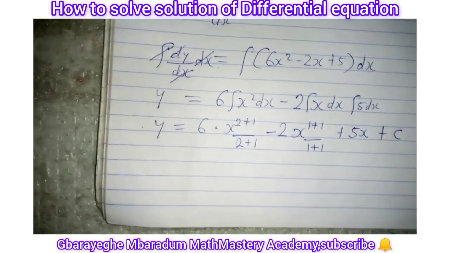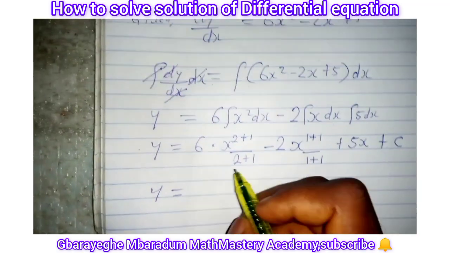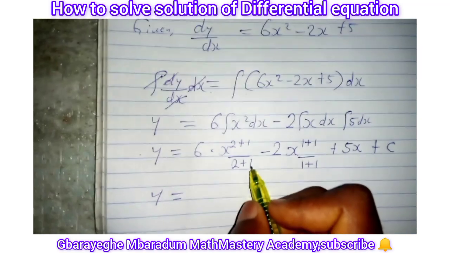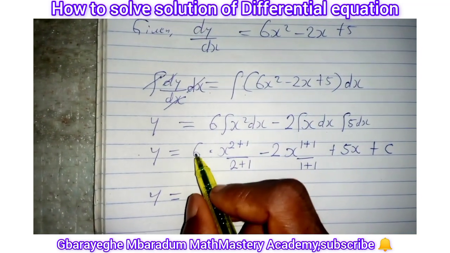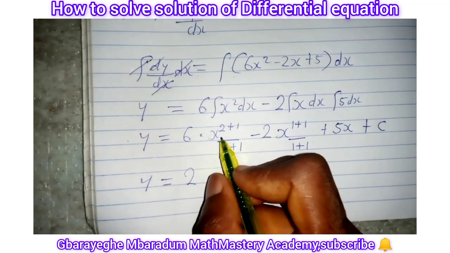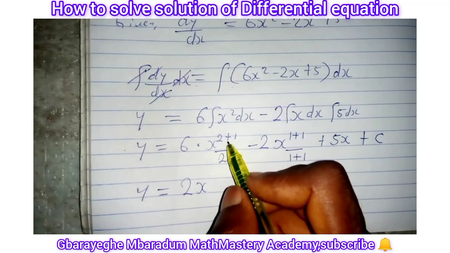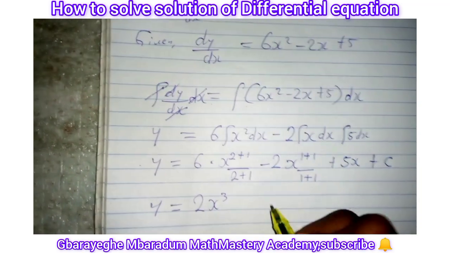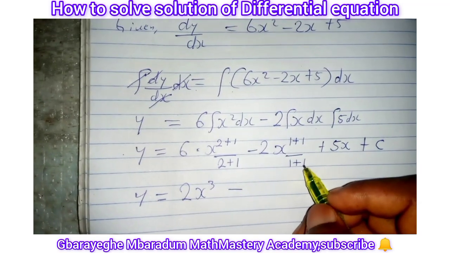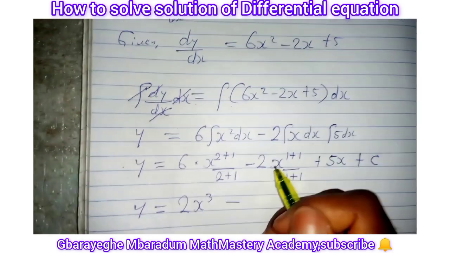Now what we're going to have here is y equals, you know that 2 plus 1 is 3. 3 going into 6, how many times? 2 times. So we're going to have 2, and 2 times our x, that is 2x, with a power of 2 plus 1, which gives us 3, minus, here we know that 1 plus 1 is 2. 2 divided by this minus 2 is going to give us minus 1.